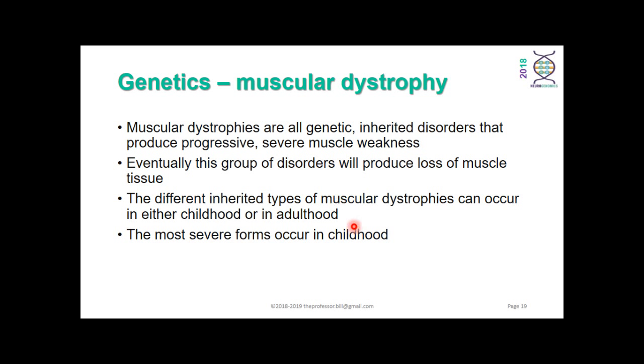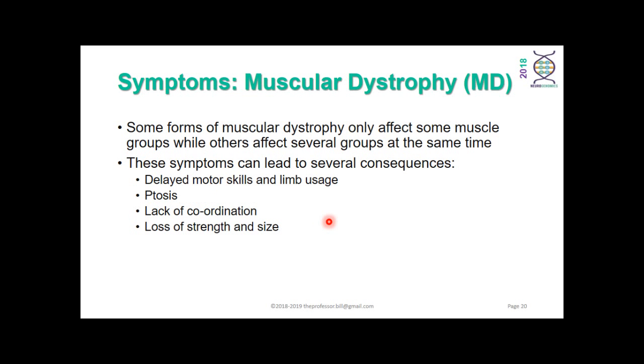So we know that in different types of inherited muscular dystrophy, we can see the effects of this muscle wasting or muscle weakness either in childhood, where these are very, very severe, or in adulthood, with less severe forms of muscular dystrophy. And some of these different symptoms, depending on when they occur, can lead to a number of different effects. So they can affect one muscle group at a time. They can affect several muscle groups at a time.